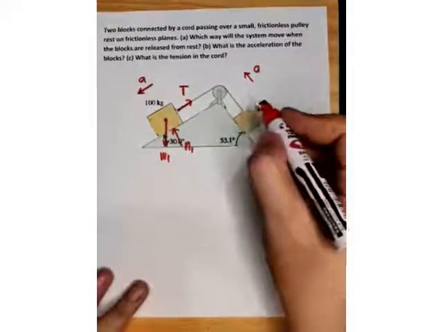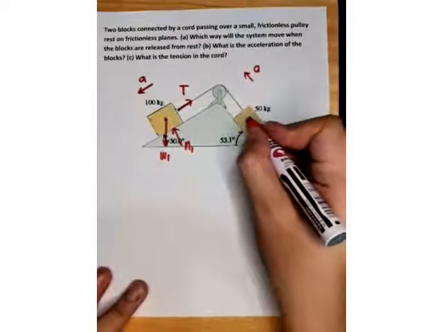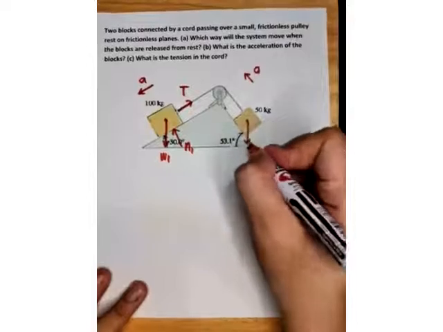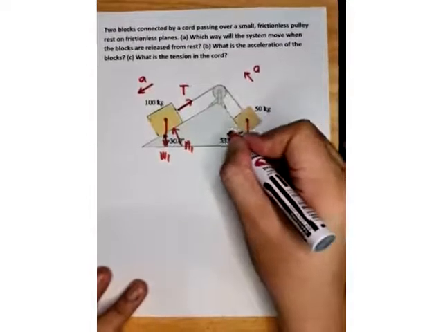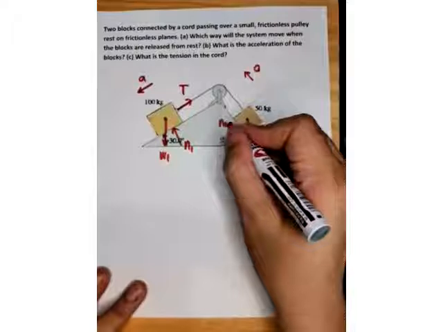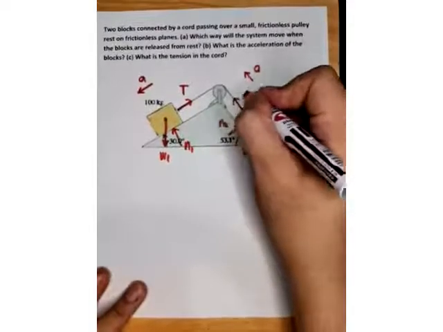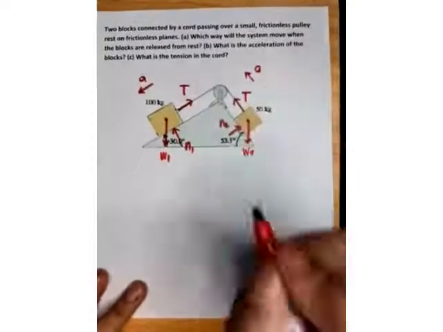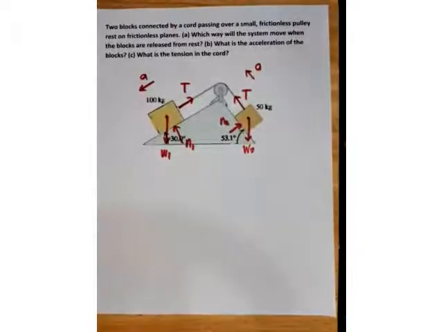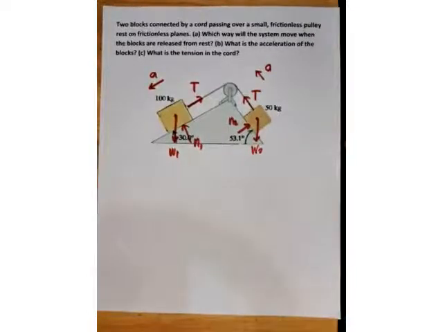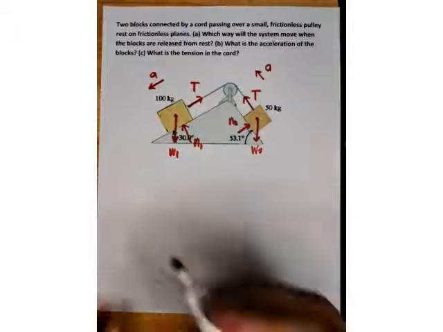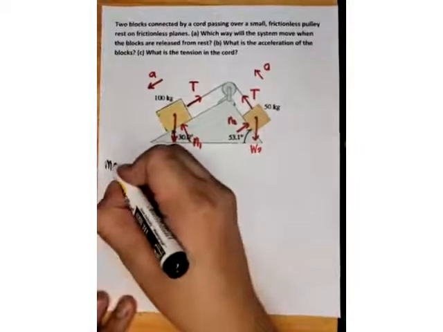Okay, next. Dito naman sa 50, same din. Weight is always downward. Weight 2. Okay, normal is perpendicular to the surface. And tension is always away from the object. Okay. Now, let's draw the FBD for each object. So let's have the weight, mass 1.